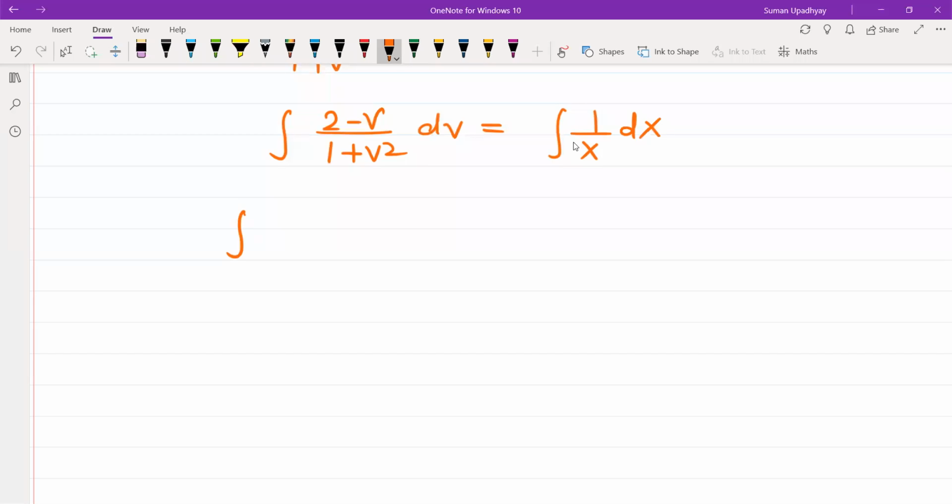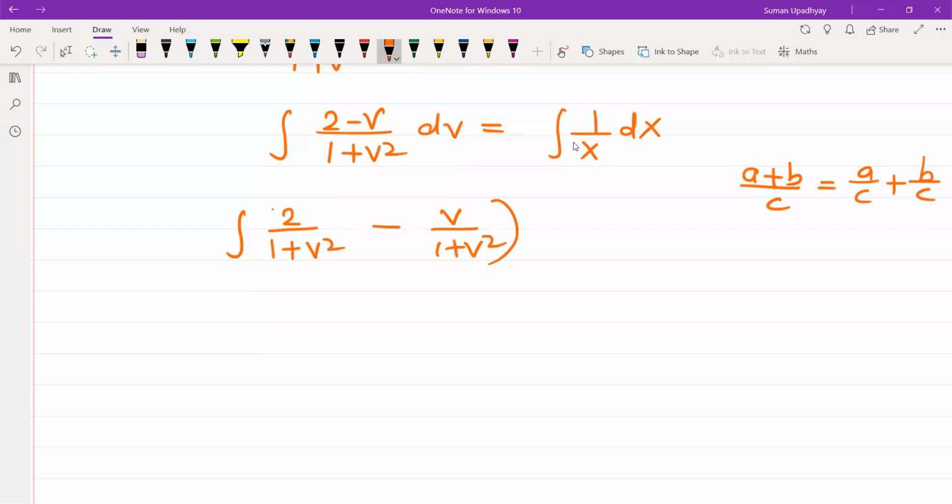Okay, so what I'm going to do, kids, I'm going to use this law of indices, (a plus b) upon c, I can write it as a upon c plus b upon c. So this thing I'm going to apply over here. So I'm going to write 1 upon 1 plus v square minus v upon 1 plus v square. Is it fine now, kids? Yes, ma'am. Okay, did you understand? Okay, what did I do over here?